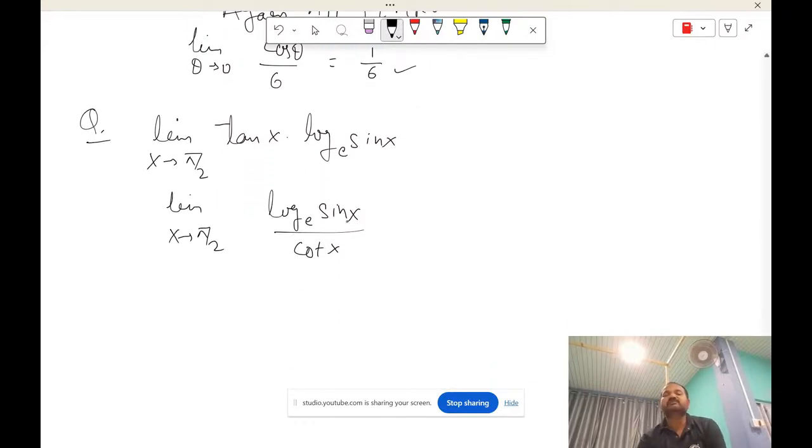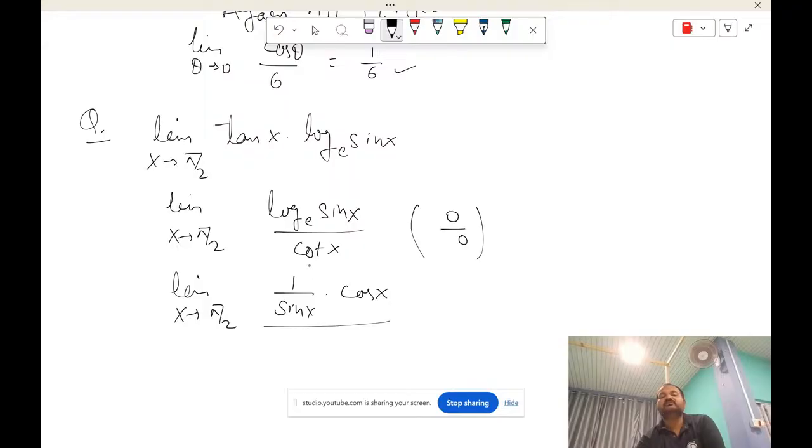At x tends to pi by 2, sin pi by 2 is 1, and log 1 will be 0, and cot pi by 2 is also 0. So this is in the form of 0 by 0. So we will differentiate the function, limit x tends to pi by 2. Differentiation of the numerator log sin x is 1 by sin x, and again using the chain rule, the differentiation of sin x will be cos x, and the differentiation of cot x is minus cosec square x.